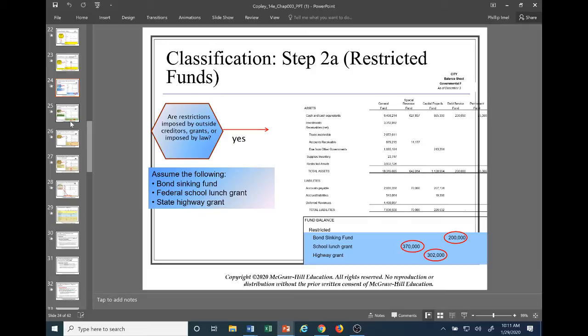So do we know what a bond sinking fund is? Are you familiar with what a bond sinking fund is? We went over it in Intermediate. If you don't recall, I'll refresh you. Exactly, the name kind of gives it away.